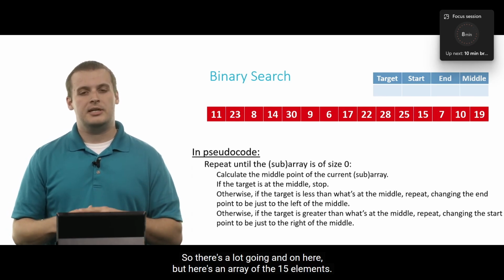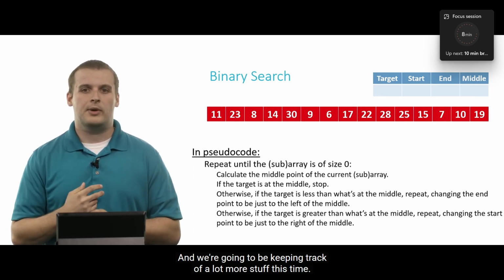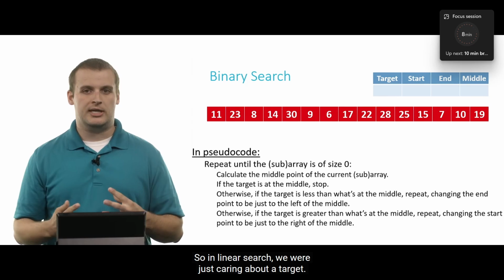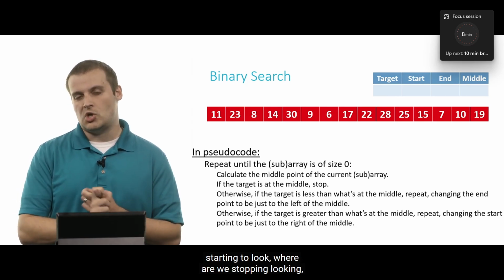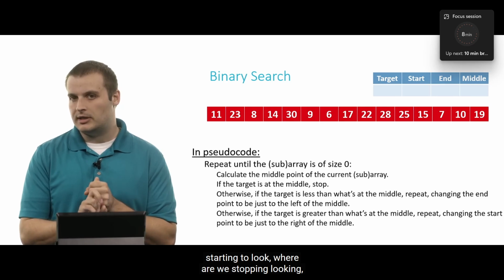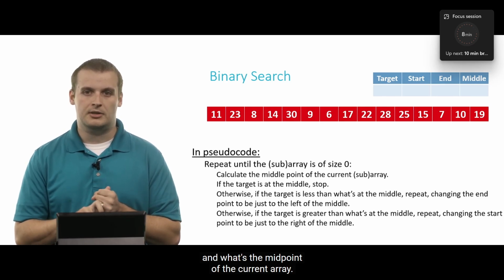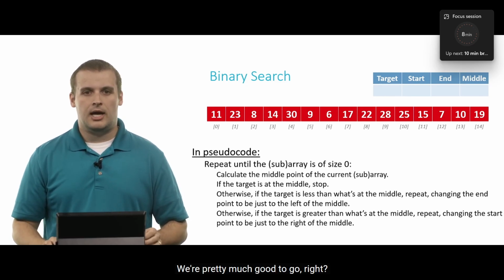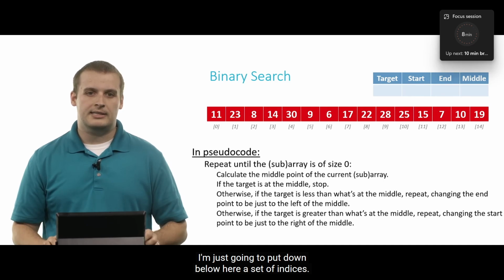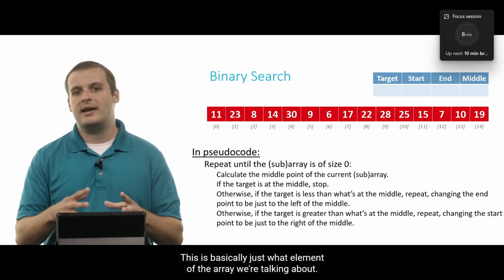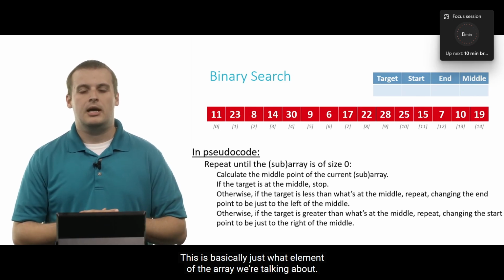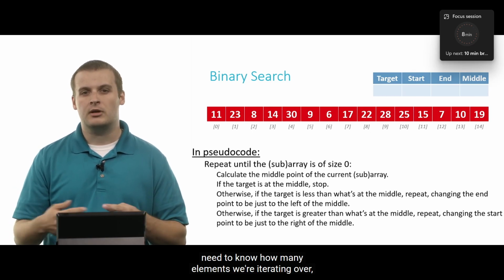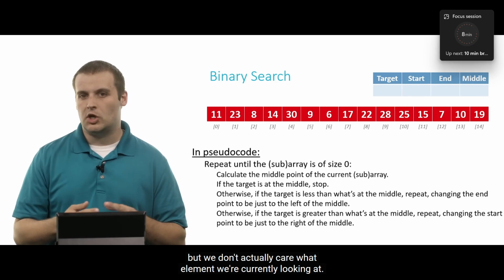So there's a lot going on here, but here's an array of 15 elements, and we're going to be keeping track of a lot more stuff this time. So in linear search, we were just caring about a target, but this time we want to care about where are we starting to look, where are we stopping looking, and what's at the midpoint of the current array. So here we go with binary search. We're pretty much good to go, right? I'm just going to put down below here a set of indices. This is basically just what element of the array we're talking about. With linear search, we care in as much as we need to know how many elements we're iterating over, but we don't actually care what element we're currently looking at.